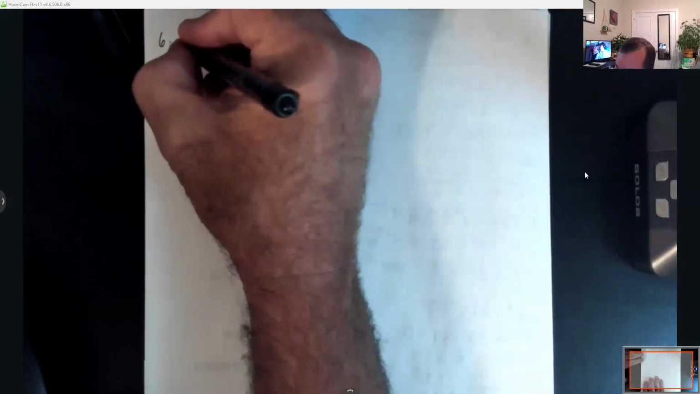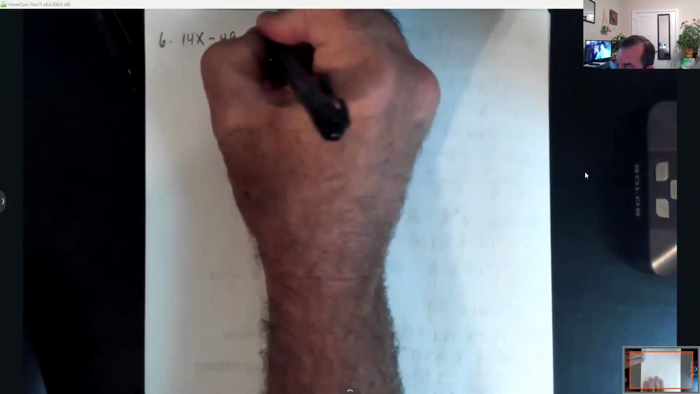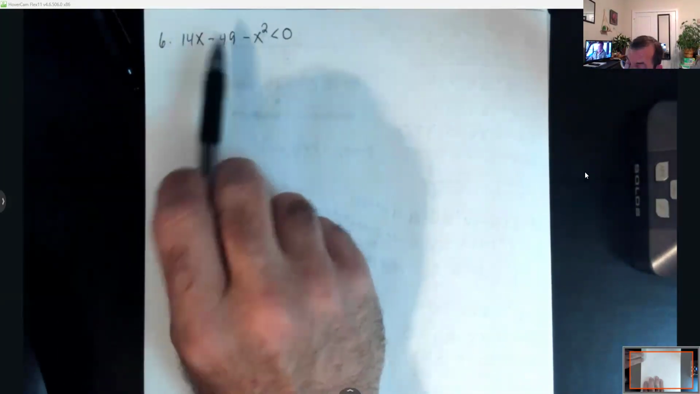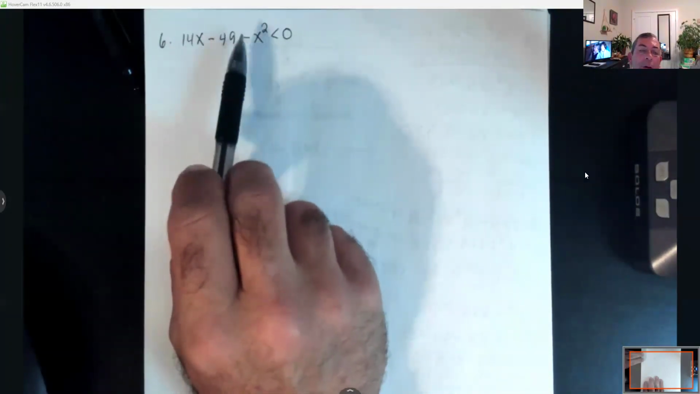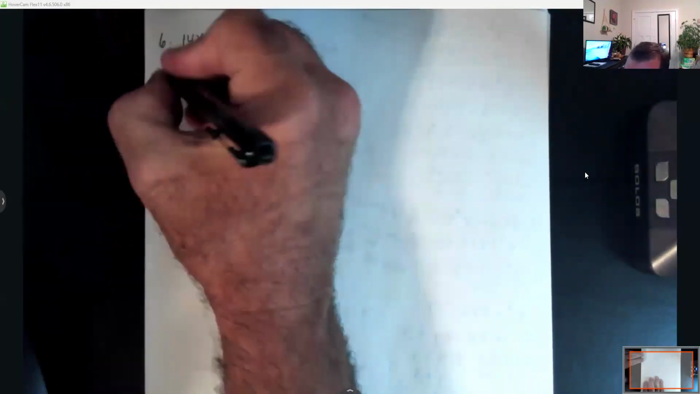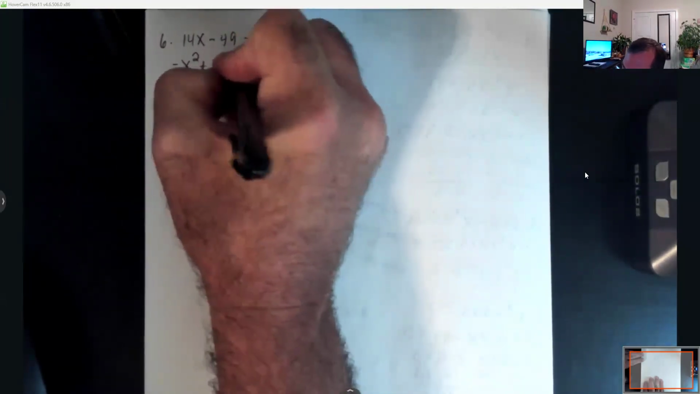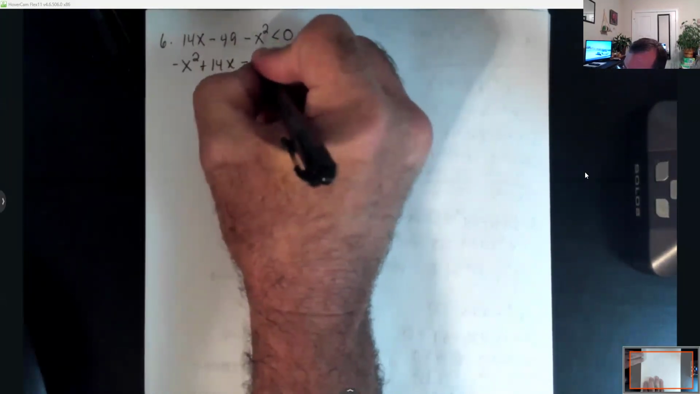All right, y'all, look at this one. 14x minus 49 minus x squared is less than 0. So y'all, looks like we're doing a few things to this. First thing, this thing's out of order. So we want this negative x squared to be in the front. So I'm going to rearrange it. So negative x squared plus 14x minus 49 has to be less than 0.